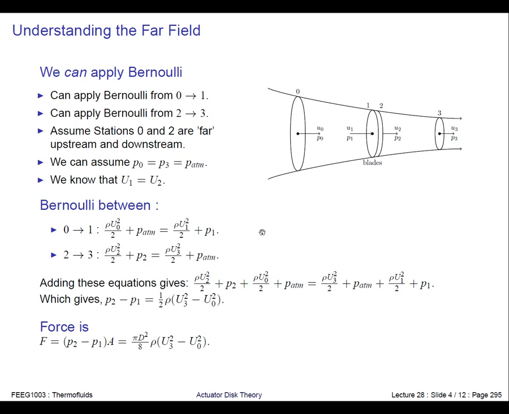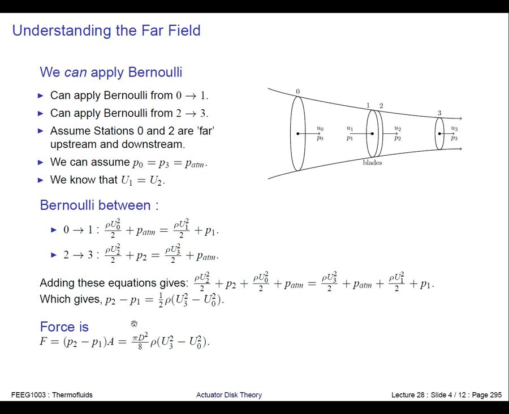So we can write the Bernoulli equation for stations 0 to 1, and that's what we've got here. This is the conservation of mechanical energy, and the same again from 2 to 3. And then there's nothing to stop us mathematically from adding those two equations together, so that's what we've got here. Then we can simplify this equation and knock out some terms that are equal. For instance, we can knock out the atmospheric pressure, and we can knock out the U1 squared and the U2 squared, because these two velocities are the same since they're either side of the disk.